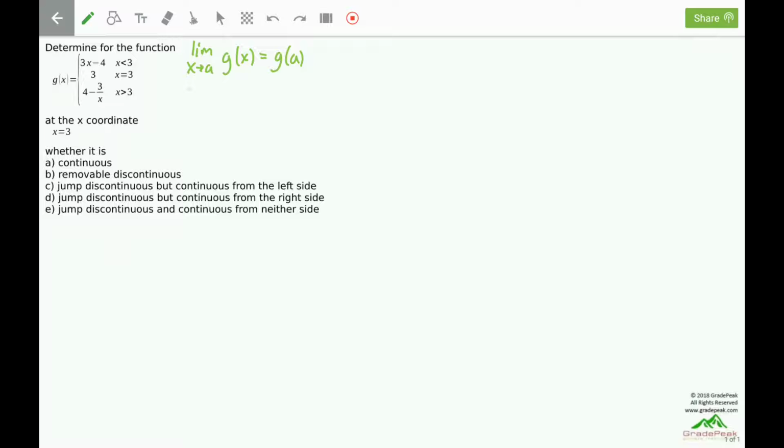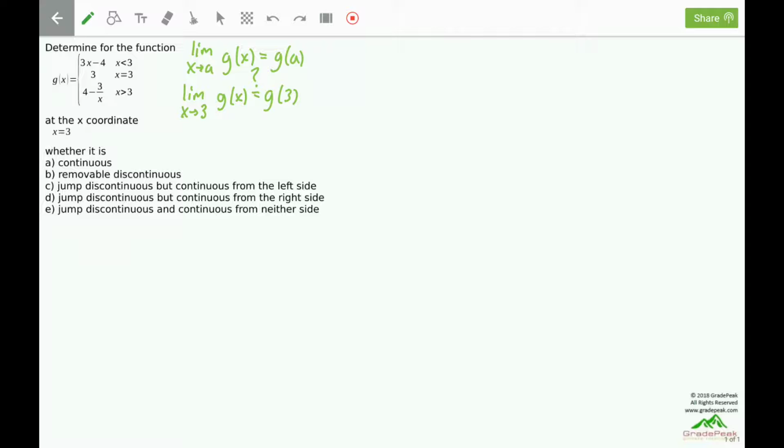Specific to this problem, we're looking at the x-coordinate of 3, so we can write this down for the x-coordinate of 3. Limit as x approaches 3 from both sides of g of x equals g of 3. We don't know whether this is true yet or not, so we'll put a question mark above it.